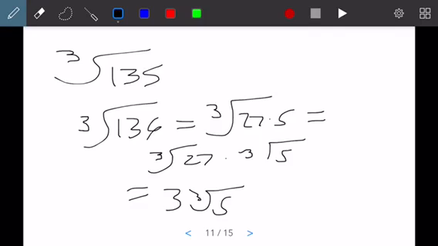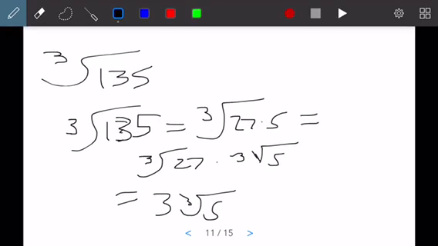We have the cube root of 135. You just find the multiples, so you do 27 times 5 under the cube root. So the cube root of 27 is 3, the cube root of 5 is just the cube root of 5, so it'd be 3 times the cube root of 5.